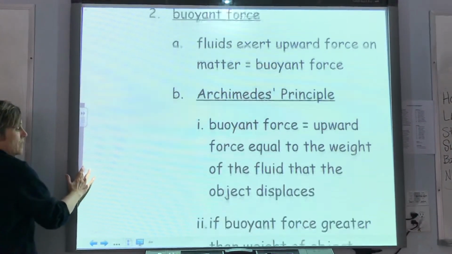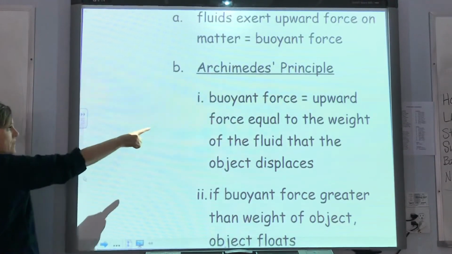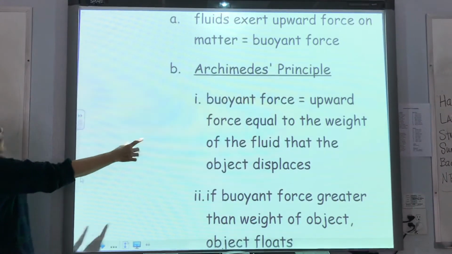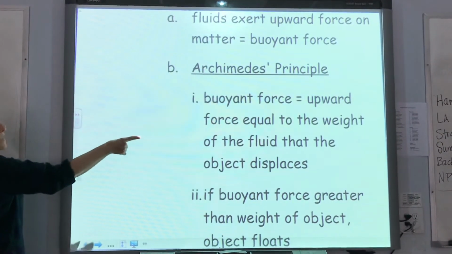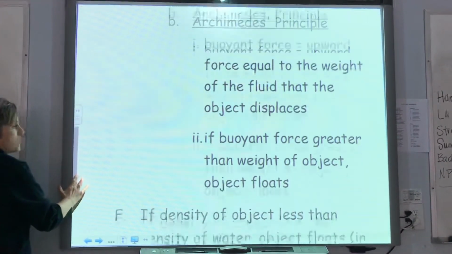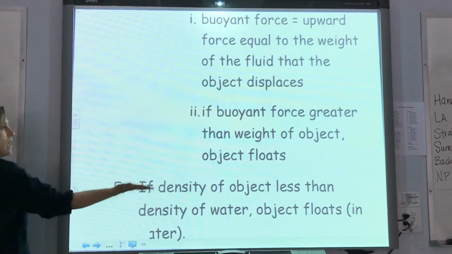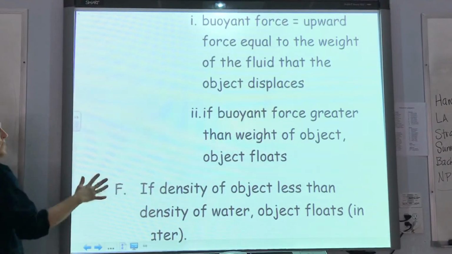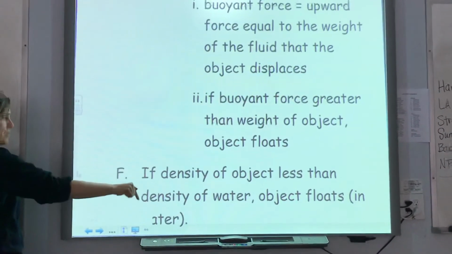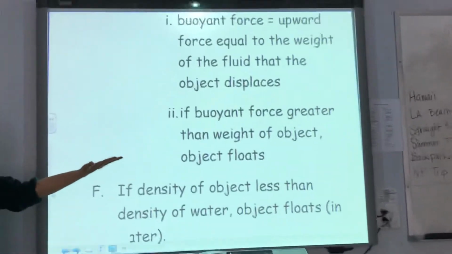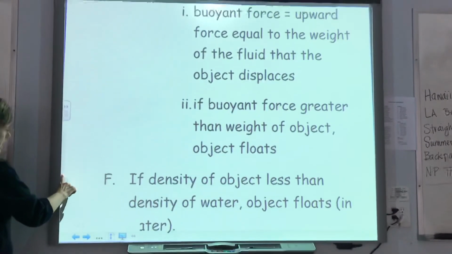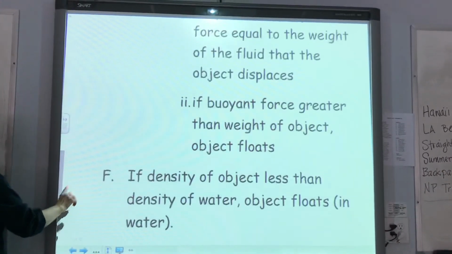With that in mind, we have something called Archimedes' principle that says the buoyant force is the upward force applied to an object in a fluid, which is equal to the weight of the fluid that the object displaces. If the buoyant force is greater than the weight, the object will float in the fluid. If the buoyant force is less than the weight, the object will sink. And if they are the same, then the object floats submerged, just kind of sits there, submerged in the fluid.